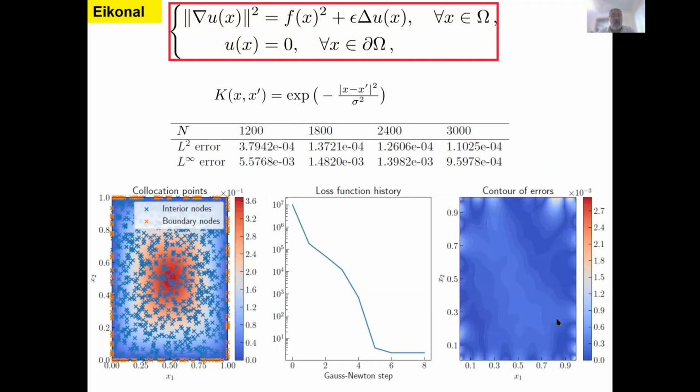These figures and this table show the accuracy of the method for Eichhorn's equation with a Gaussian kernel. And here our Gauss-Newton algorithm converges in 6 steps. And what you see here are the contours of the errors, and those are collocation points.